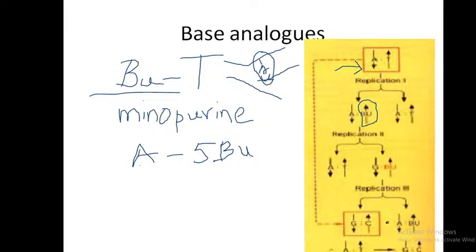So 5-bromouracil gets incorporated in place of thymine. So it will go on after each replication. This has happened after each replication, from the change here, after every replication this 5-bromouracil has got incorporated into this sequence.